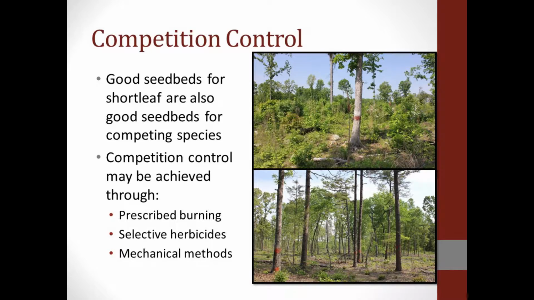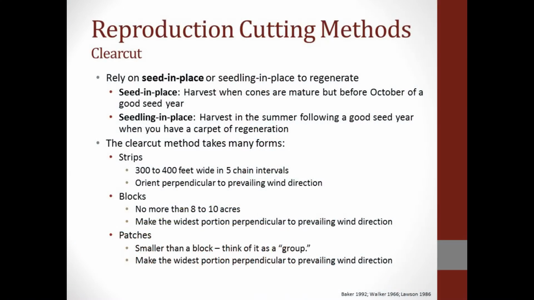So now I'll get into some of the reproductive cutting methods. First one I'll talk about is the clear cut method. Now again, bringing up your silviculture textbook, I'm talking about the clear cut regeneration method, not going out and clear cutting something and then hoping for the best afterwards. This is a deliberately planned clear cut harvest. And it utilizes one of two different ways to regenerate, either the seed in place or the seedling in place. And both of them require very precise timing to be successful.